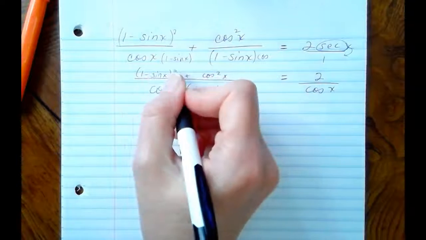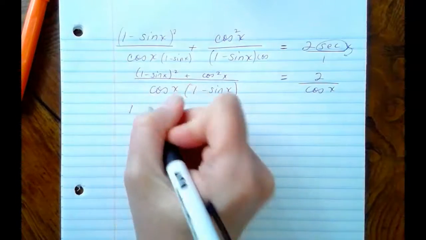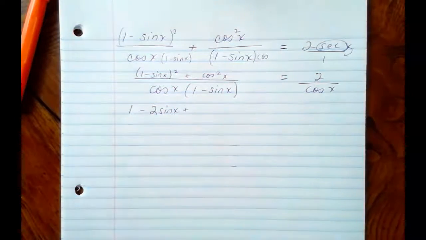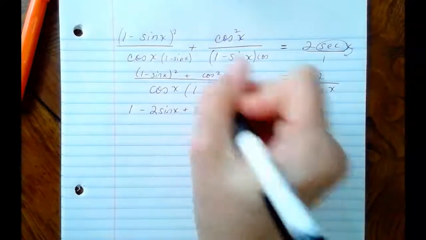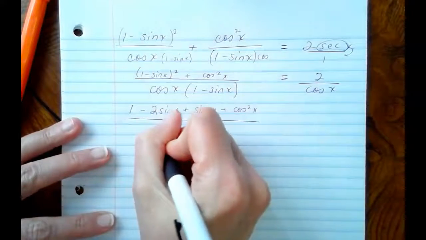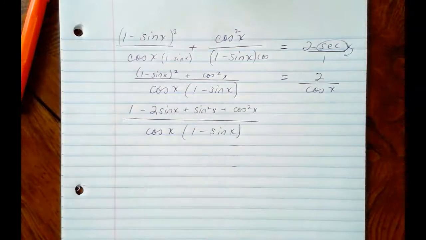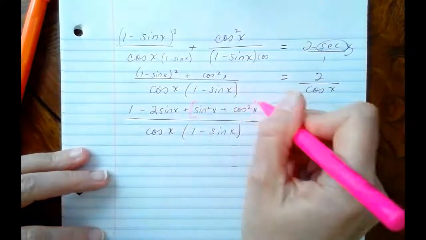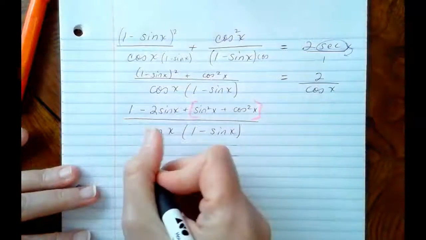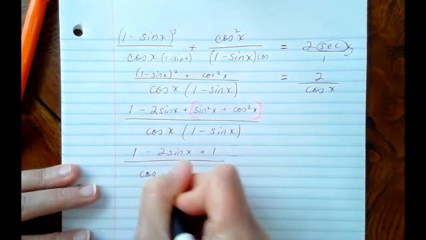So let's use our algebra skills and expand 1 minus sine x quantity squared. So that's going to be 1 minus 2 sine x plus sine squared x plus cosine squared x all over cosine x times 1 minus sine x. Now, immediately what I see by the Pythagorean identity, we have sine squared plus cosine squared, which is equal to 1. So we have 1 minus 2 sine x plus 1 over that common denominator.